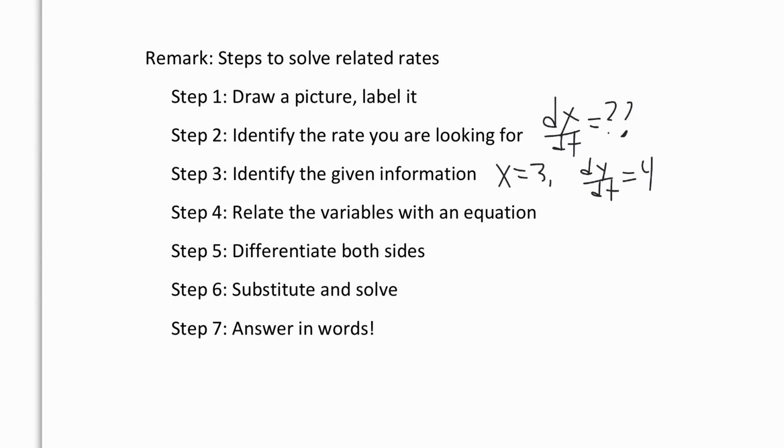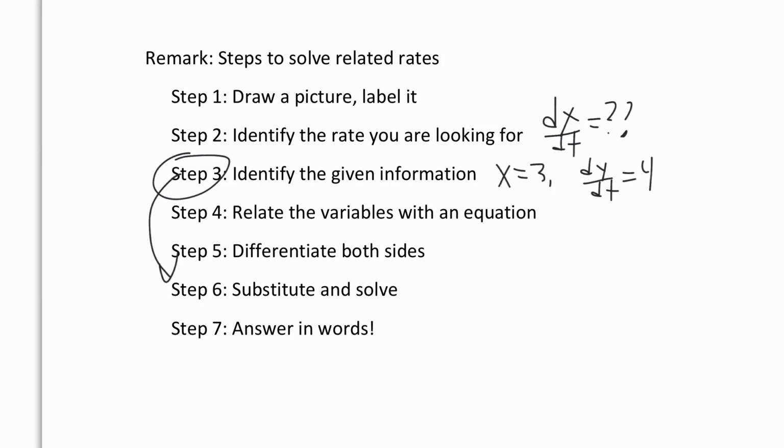Then you're going to relate the variables with an equation. You need some type of equation. If you don't have an equation, there's nothing for step 5. Step 5 is when you're going to differentiate both sides of that equation. Step 6, you're going to substitute in all the information that you were given. You'll solve for that rate you're looking for, and then step 7, of course, you'll answer in words.